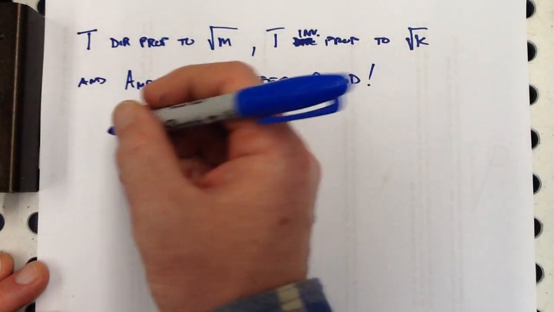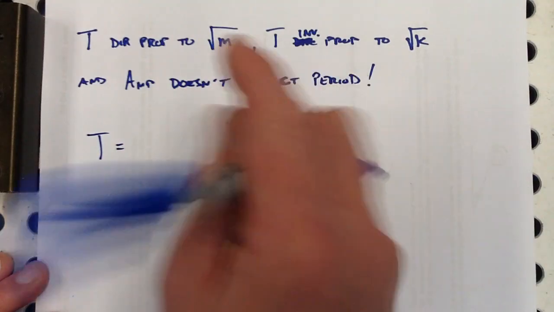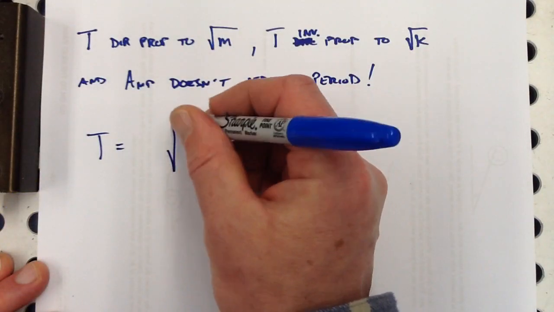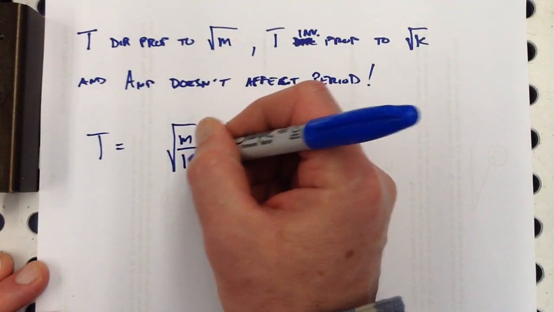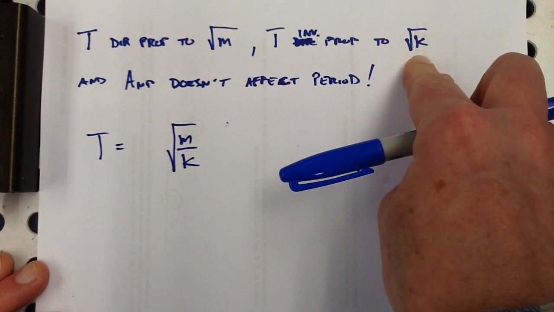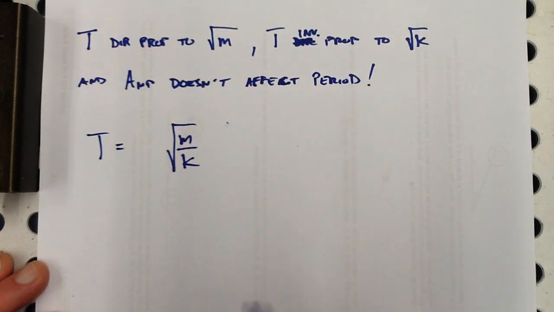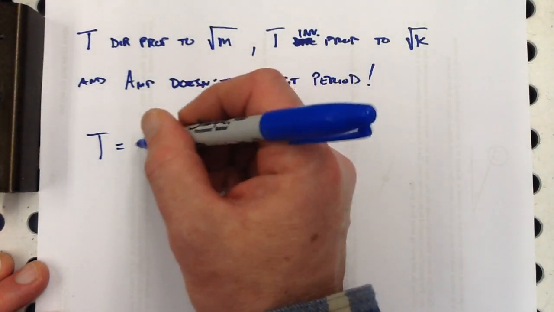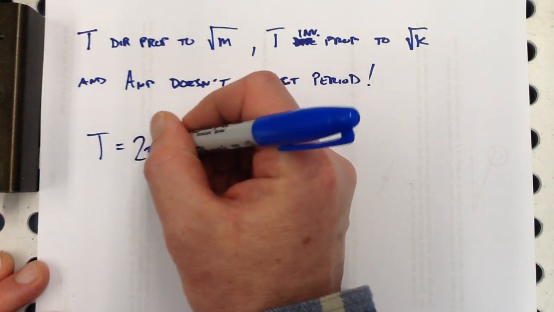So that means we're expecting the equation for period would be something like period is equal to, it's directly proportional to the square root of m, inversely proportional to the square root of k, and that there's some constant of proportionality there. And it turns out that constant is 2 pi.